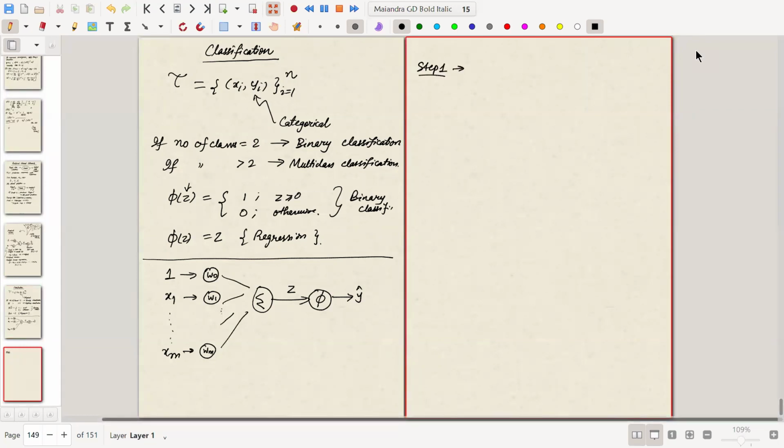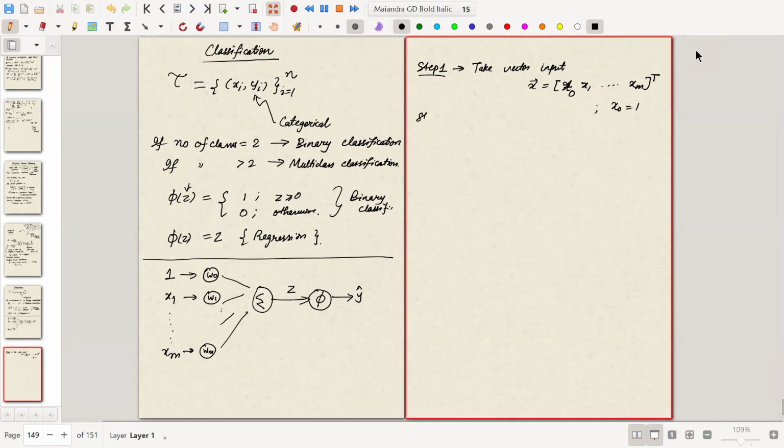Step one, take a vector input, isn't it? That is like a vector x of 1, x1, so on till xm. Everyone happy with this, or is there an issue? Or more generally, you can write this as x0 and say x0 equals 1, just to make the continuity.